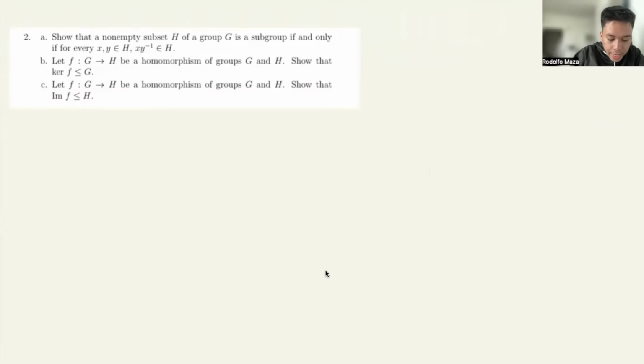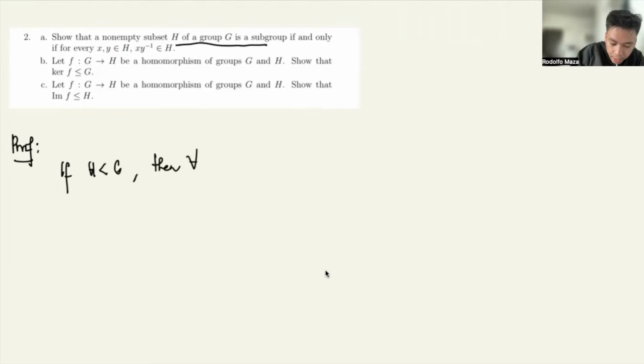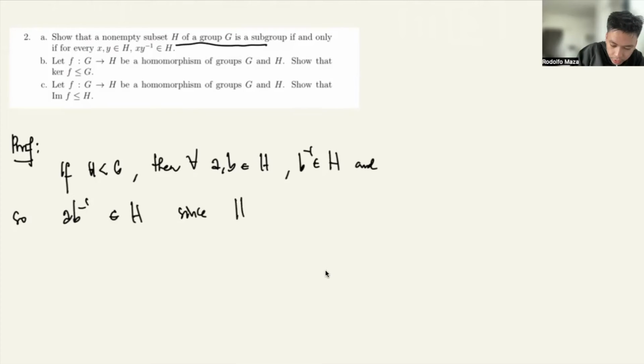Okay, for number 2, letter A, show that a non-empty subset H of a group G is a subgroup if and only if for every x, y in H, x y inverse is in H. So, how do we show that? If H is a subgroup of G, so ibig sabihin forward direction muna tayo. Then, for every A, B in H, alam natin B inverse is in H. And so, A B inverse is in H since H is closed. Okay, kasi bakit closed? Because H is a subgroup of G.